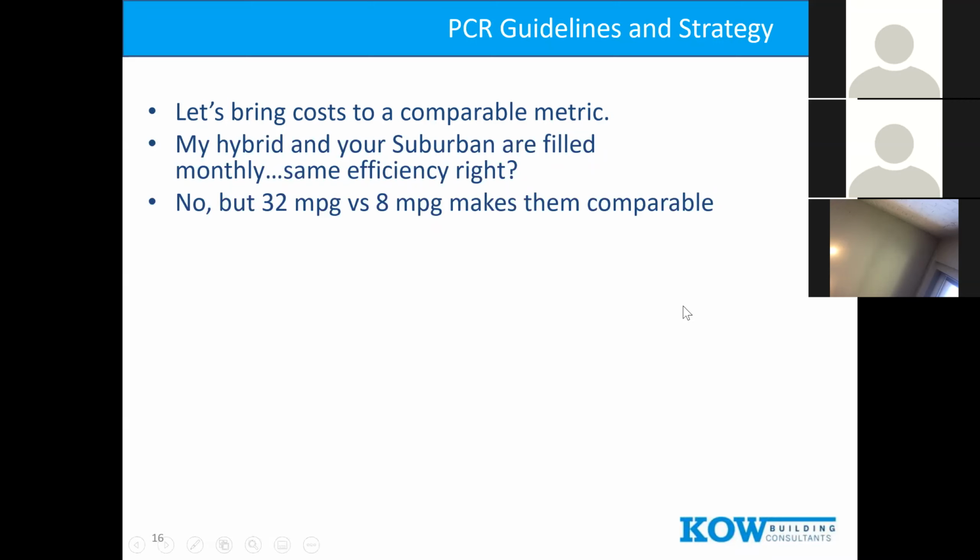And I like to use cars whenever I'm explaining PCRs because people can wrap their head around that. So if we both fill up monthly, it's irrelevant. But 32 miles per gallon and 8 miles per gallon now makes them comparable. That's the metric we were looking for. So what we use is reserve costs per apartment per year inflated with inflation. So very simply, it's a long looking number, but really it's how much do I have to put aside for each apartment each year with inflation.